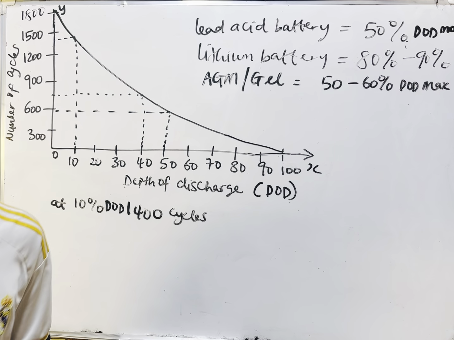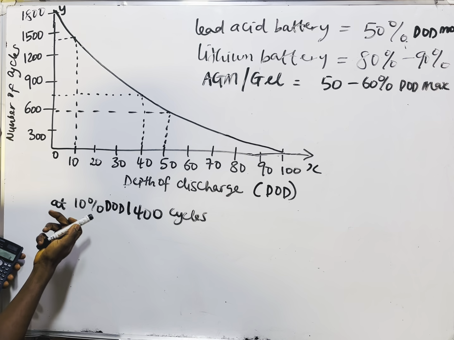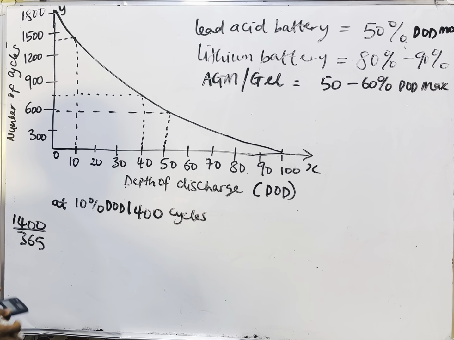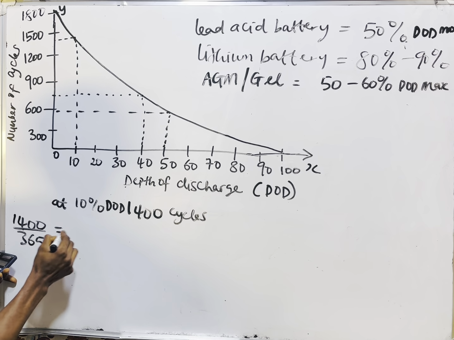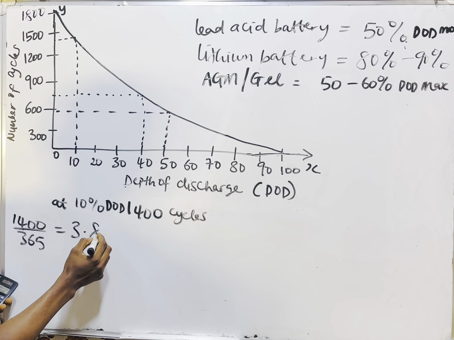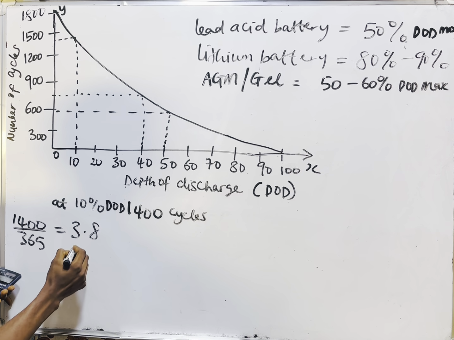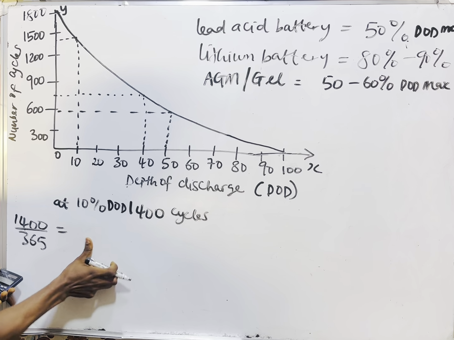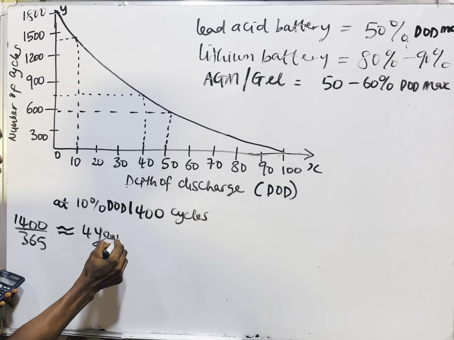So if you want to determine the number of years this battery will last for you, you are simply going to do 1,400 divided by 365. So 1,400 divided by 365 will give you 3.8, approximately 4 years, 3.835 something. So approximately 4 years.